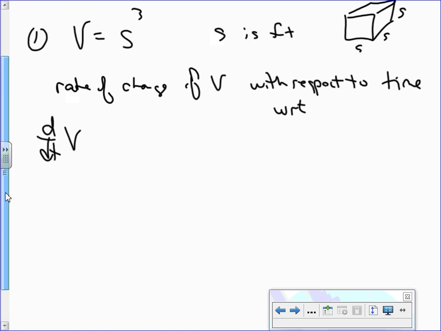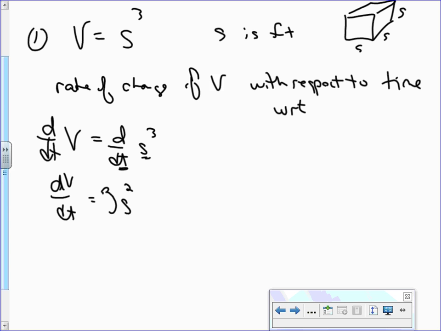You try dv/dt. Yes, this is the same thing as dv/dt. And I am telling you to take the derivative with respect to time of S cubed. So what am I going to put over there? The derivative of S cubed, 3s squared, yes? And then what?